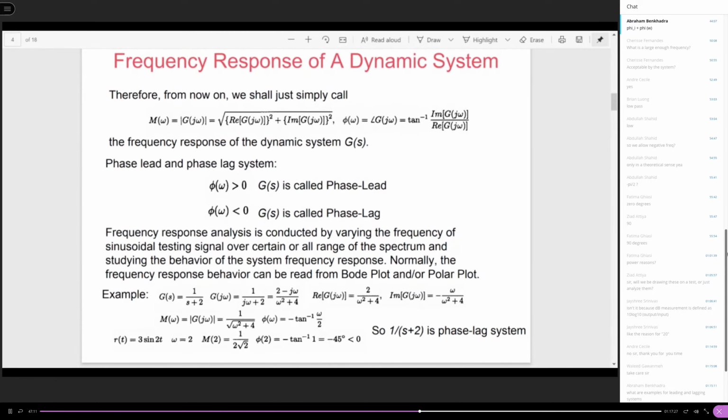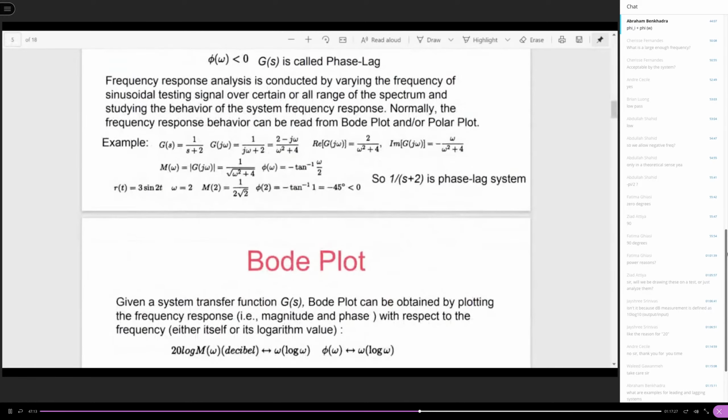How? Well, let me go back to this example again to get some clue. For this G of s equal to 1 over s plus 2, I have M of omega equal to 1 over the square root of omega squared plus 4, and phi of omega equal to minus tangent inverse of omega over 2. It is very clear they both are functions of omega, right?